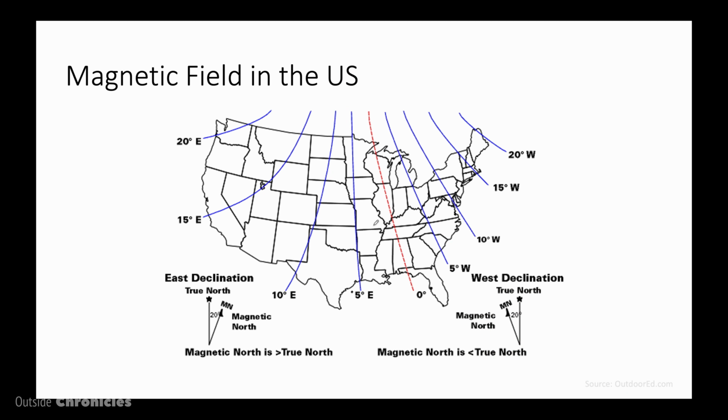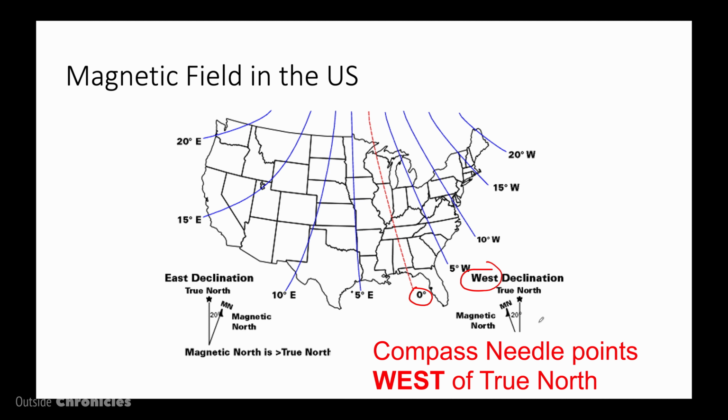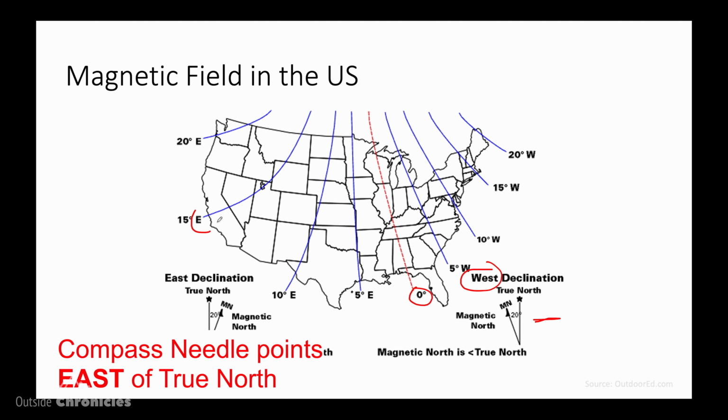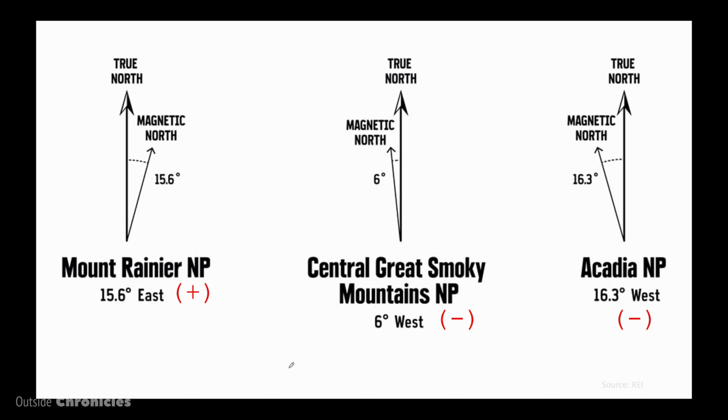This is one of my favorite diagrams for trying to understand declination in the United States and the magnetic field in the United States. We see this red line right here with a declination of 0. What that means is if we were at that location, we wouldn't have to worry about declination. And I like to think of this as roughly the Mississippi River. So if you are east of the Mississippi River, you have what's called west declination, and this is a negative declination. If you're west of the Mississippi River, you have what's called an east declination, and this is a positive declination.